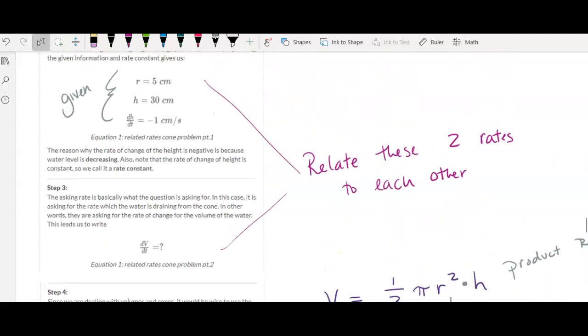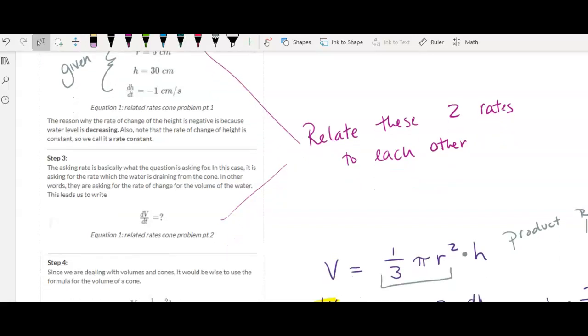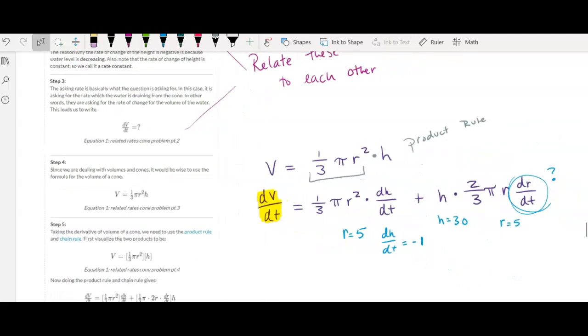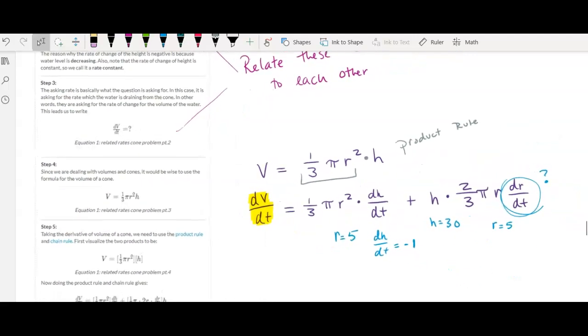Well, I need to relate these two rates to each other. I have dH/dt and I need to find dV/dt. So I start with the volume formula, and I took the derivative of both sides. So I had to use the product rule. The derivative of V is dV/dt. So first times derivative of the second plus the second times derivative of the first.